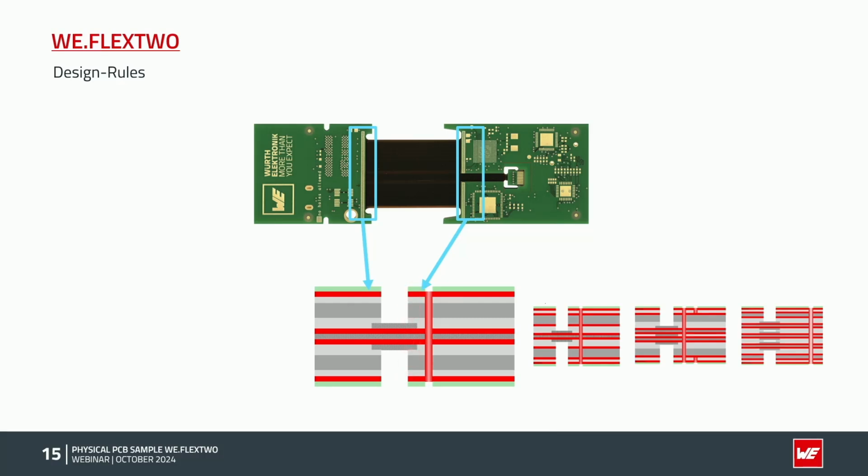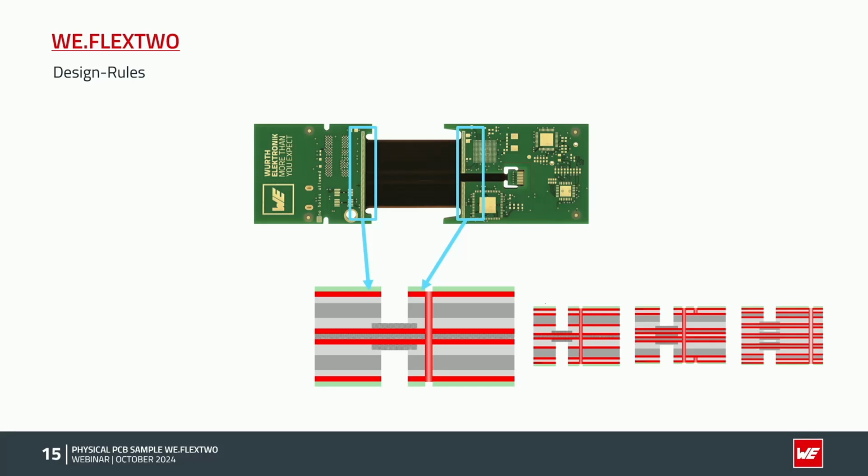As you see in this graphic, we have the polyamide laminate here, with copper, of course, and you see the coverlay on top and on bottom of the flex part, and you see an overlap of the coverlay into the rigid area.